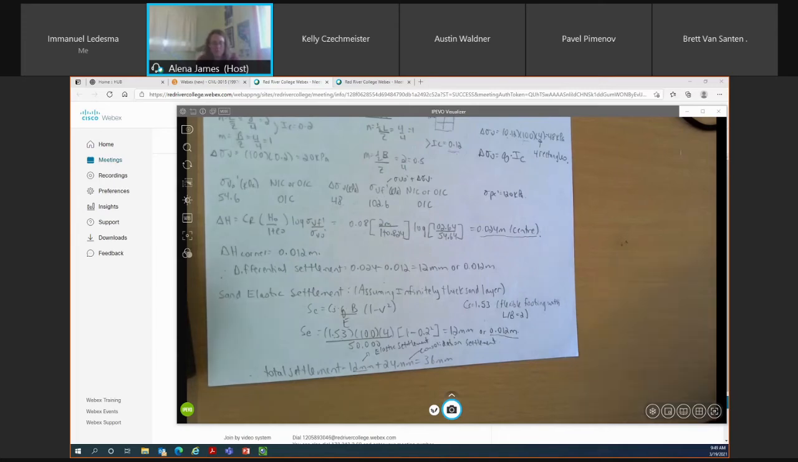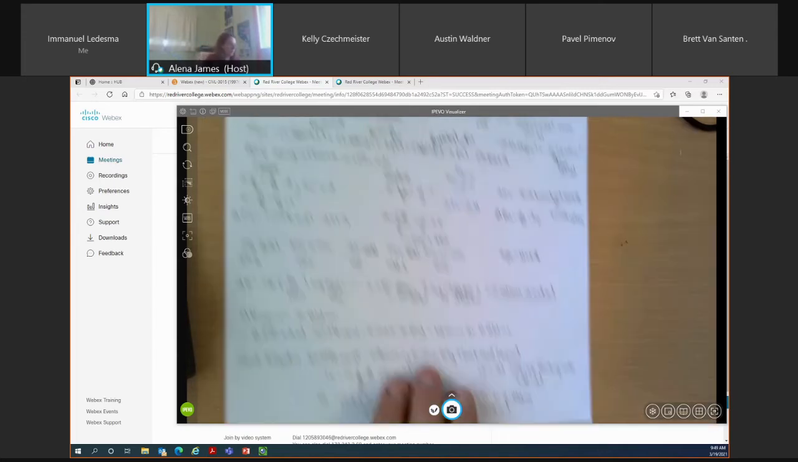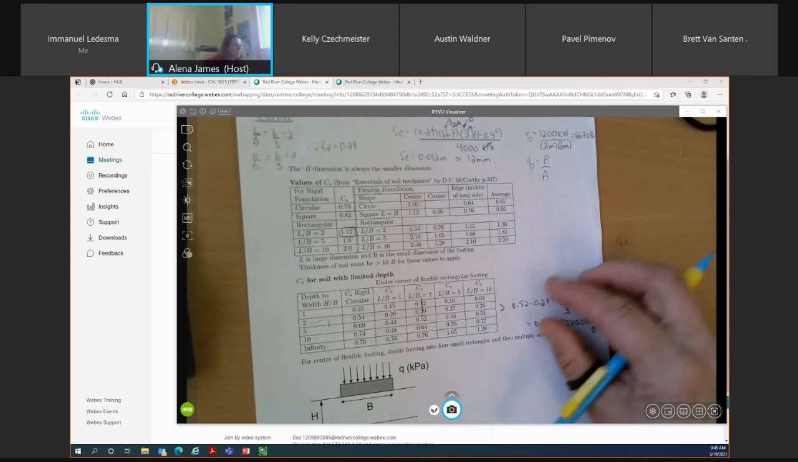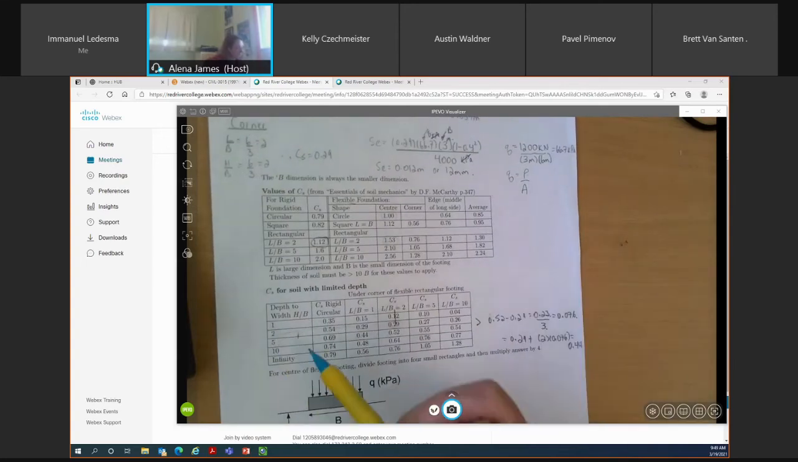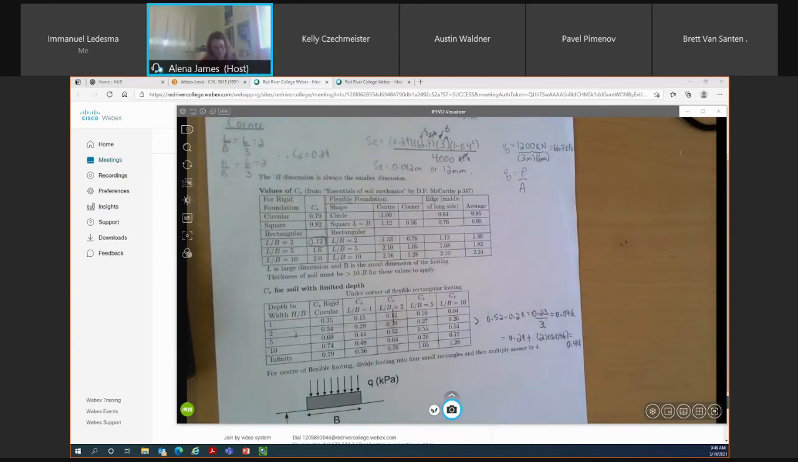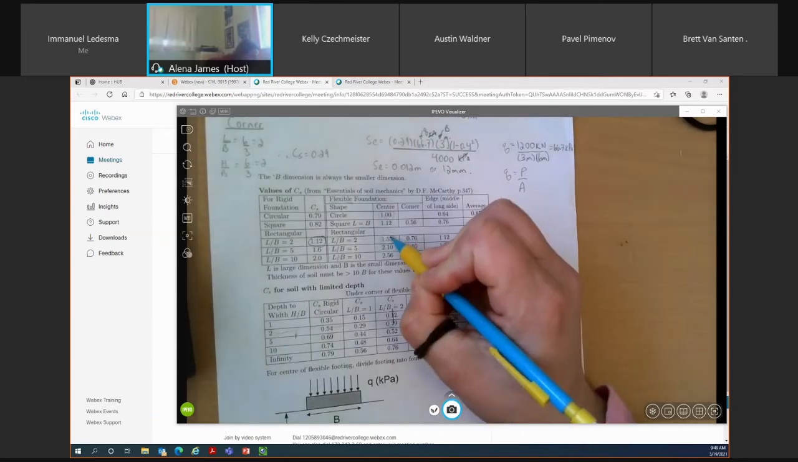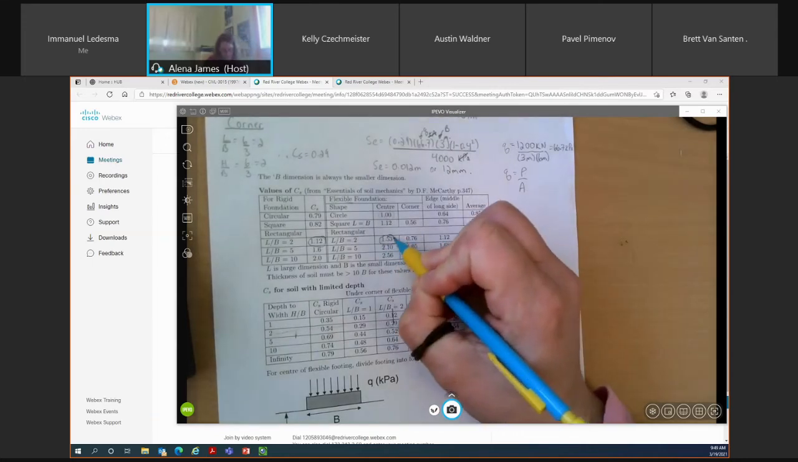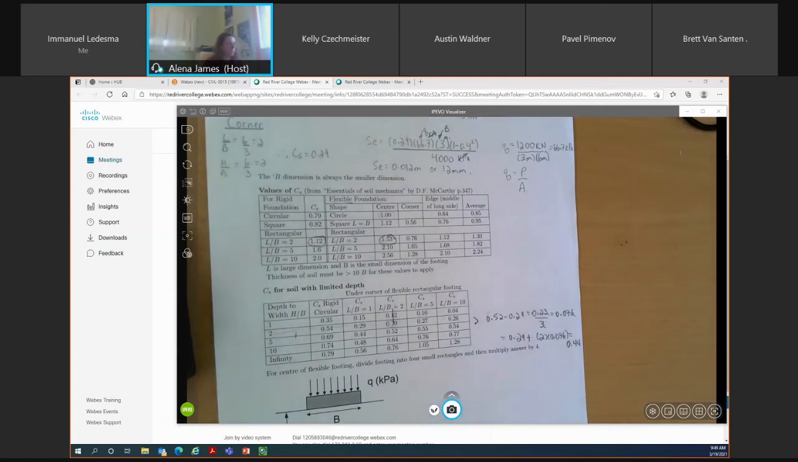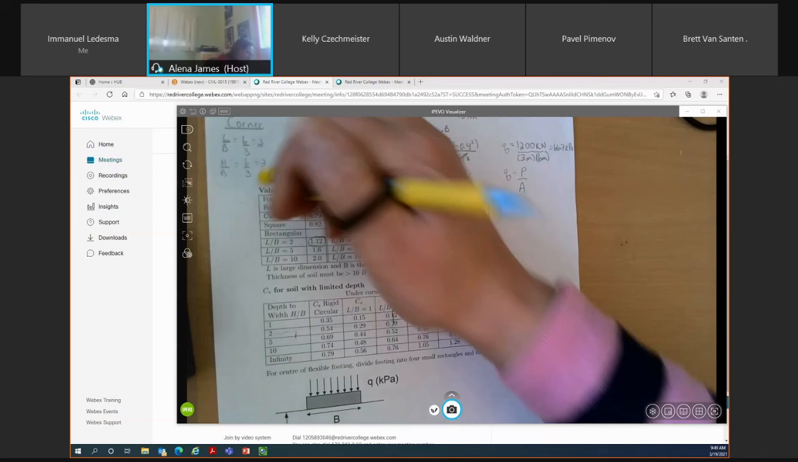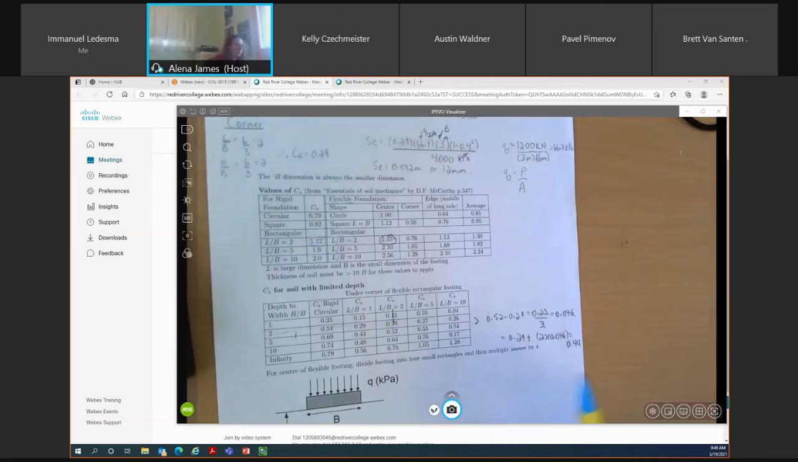Gonna go and grab it. So if we know L over B is equal to 2 from McCarthy's chart, and we have a flexible foundation, so L over B of 2 for a flexible foundation would be 1.53 would be our CS value using McCarthy's chart. That was from a previous one, sorry. So your CS value would be 1.53.